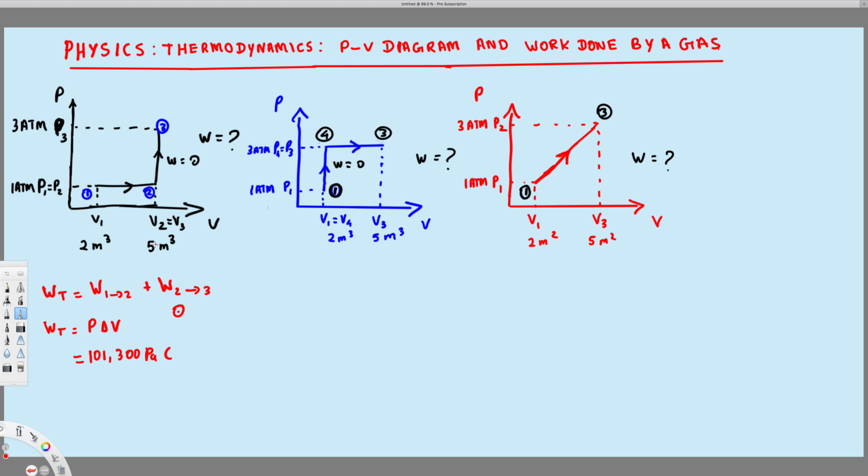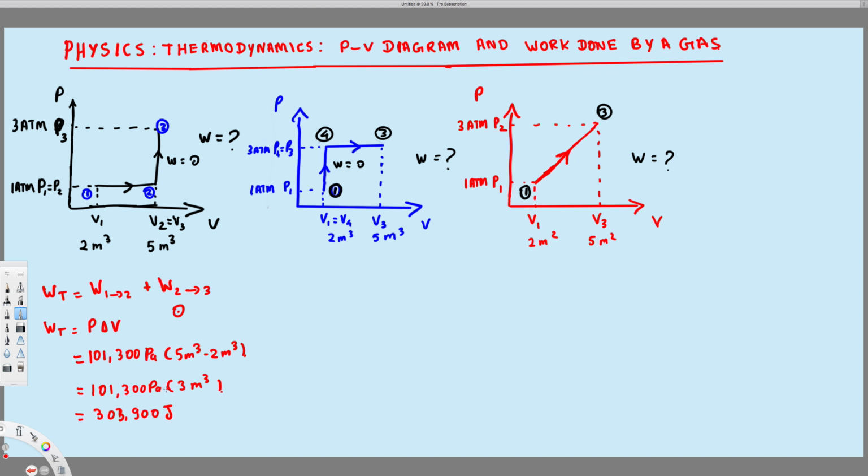Here the final is 5 meter cube minus 2 meter cube, that's going to give us 3 meter cubes, right? So 101,300 Pascal times 3 meter cube is going to give us 303,900 joule, right?